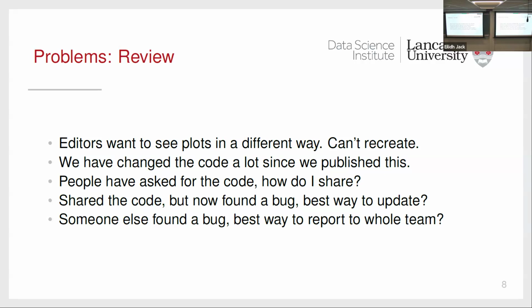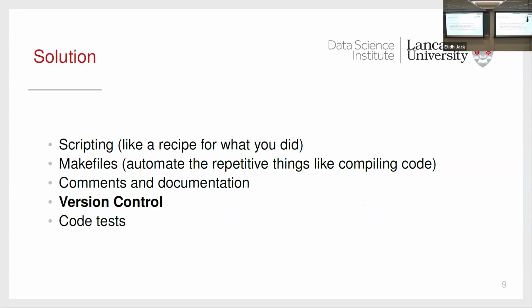So if your analysis code is wonderfully successful and you sent it out to more people than you can remember to email, how do you update them about the bug that you've found in the code now? And how do they update you about bugs they've found in it?